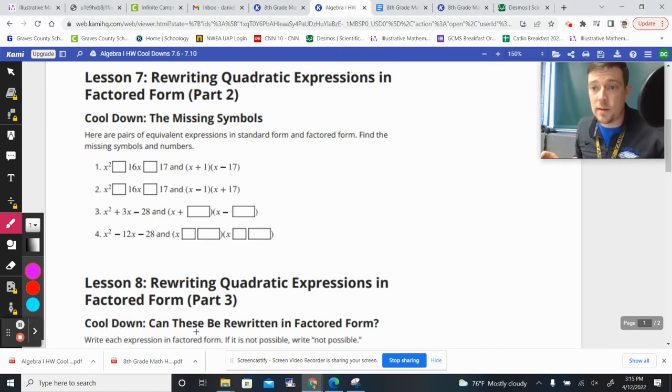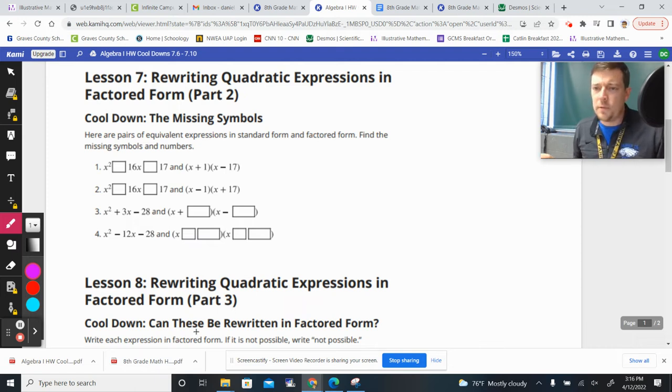We had two lessons to knock out today because we did a little 2-for-1 day lesson action in class. So we're going to hit lesson 7 and lesson 8 on your homework. And lesson 7 is kind of a repeat of what we did in class yesterday with these factored to standard forms, trying to figure out these little number puzzles.